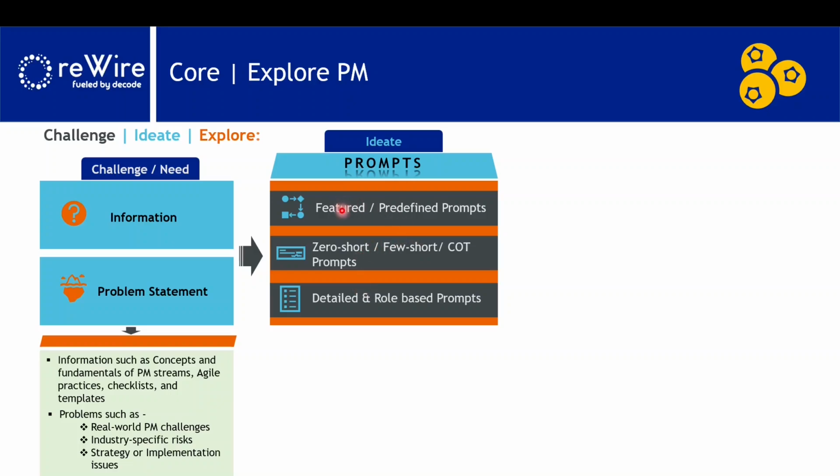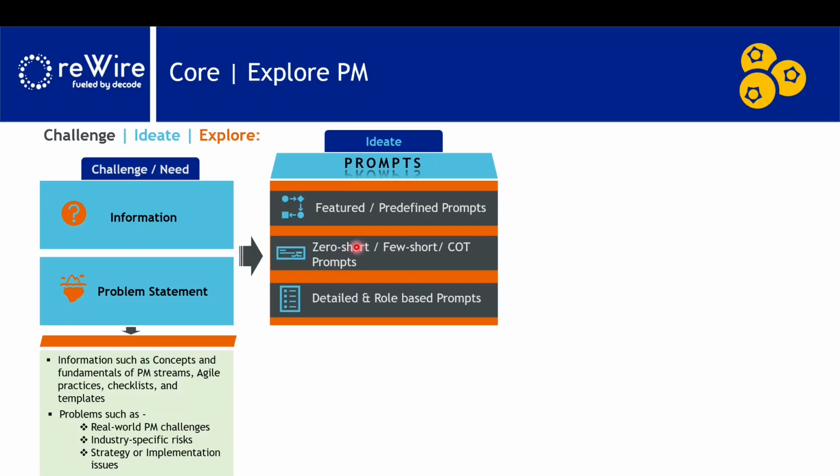From the PMI side, in the assistant, they have provided all the featured and predefined prompts that you can reuse. Suppose you are not able to reuse those featured or predefined prompts because your challenge is different, your way of asking and the information that you are looking for is different, and that is not available in them. In such a case, you need to apply the prompting techniques. The prompting techniques are zero shot, few shot, and chain of thought prompts.